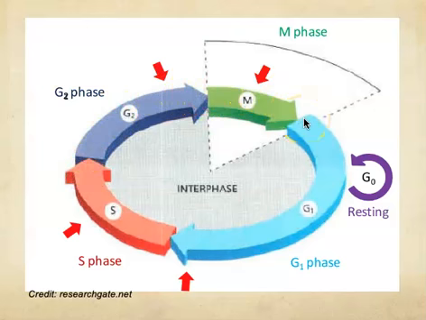Remember, in some cells, M, or nuclear division, will take the form of mitosis, and in other cells, it will take the form of meiosis. You'll notice that G0 is drawn off to the side. G0 is the stage that cells enter into when they leave the cell cycle. G1, S, and G2 together are referred to as interphase.